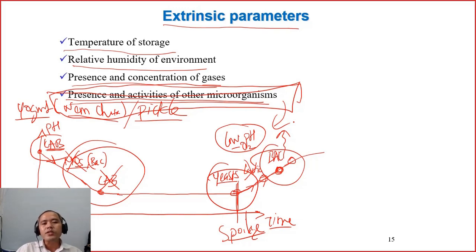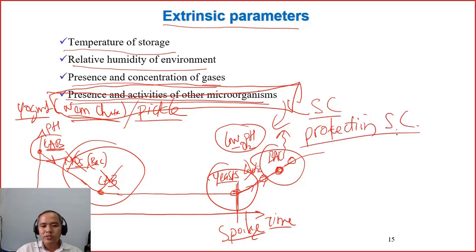Okay. So nowadays, when people make yogurt or Nem Chua, for example fermented meat, they use a starter culture, which they name protective starter culture. When they use some lactic acid bacteria, it can prevent the growth of Salmonella, prevent the growth of E. coli, coliform, and so on. Specific like that. That is somewhere else you can look for more information.